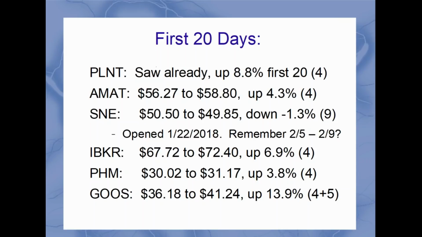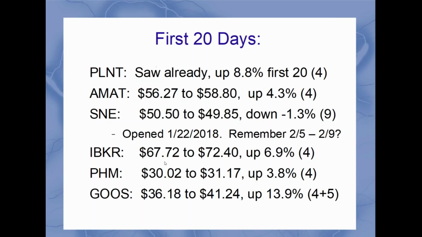Sony, first 20 days, opened on January 22nd, on about January 18th, 19th, 20th, is down to 49.85. Remember what happened from February 5th to 9th. That volatility collapse where the VIX spiked and everything just pulled down drastically. This was during that time frame. It's only down 1.3%. It actually moved up in the first 5 or 6 days, 8 days, almost leading to February 5th, and then got pummeled with everything else.